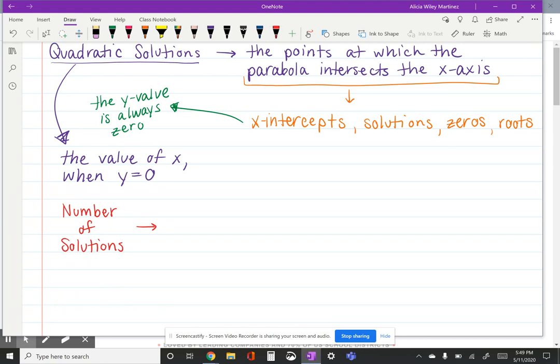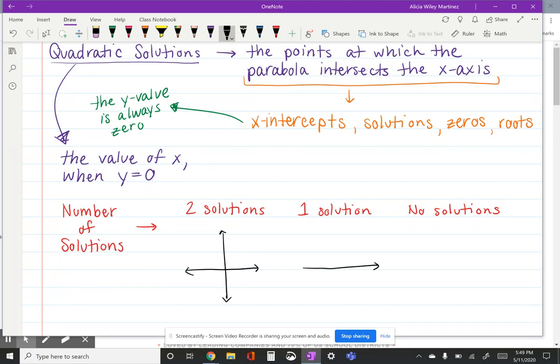So when it comes to a quadratic, it can have either 2 solutions, it can have 1 solution, it could have 0 or no solutions. This is something that I've talked about before when we talked about graphing, and I introduced to you the idea of x-intercepts in a quadratic. So let's talk about what that would look like graphically on these quick little sketches.